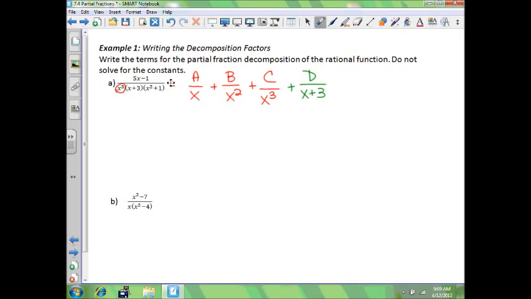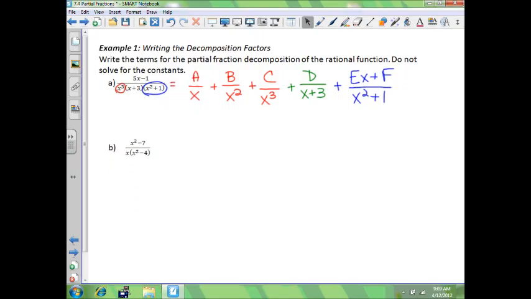Now the next part's a little bit different. Because x squared plus 1 is an irreducible quadratic factor, we're actually going to have (Ex plus F) over (x squared plus 1). That's the biggest part. Everything else is going to be a single letter, but if you have an irreducible quadratic factor, that's when you do the double letter like that, Ex plus F. Again, these letters don't have to be exactly this, but you always start with A, and you go until you don't have any more denominators.